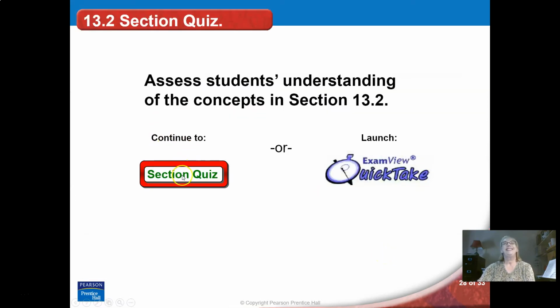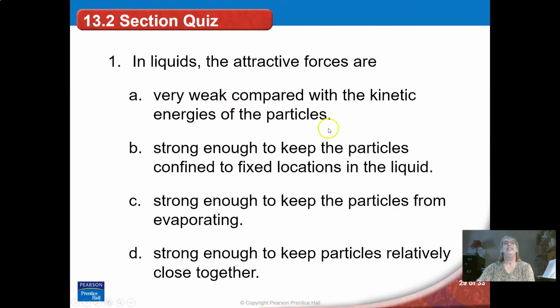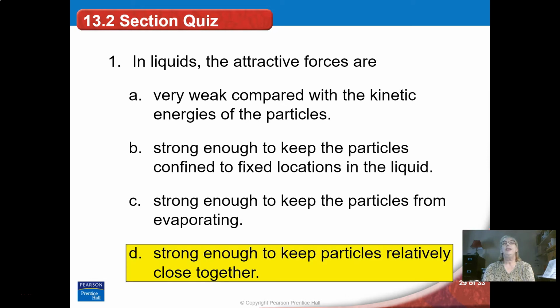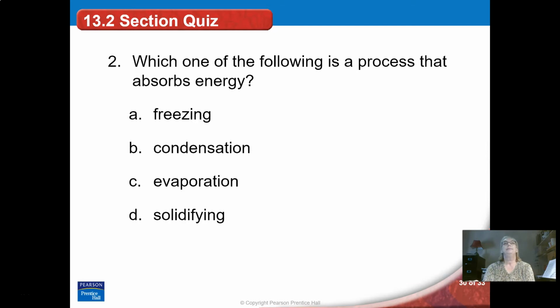Let's see how much you got out of this section. Good luck. So in liquids, the attractive forces are, what do you think? They're strong enough to keep the particles closer together than in the gas phase. So they're attracted to each other in liquids.